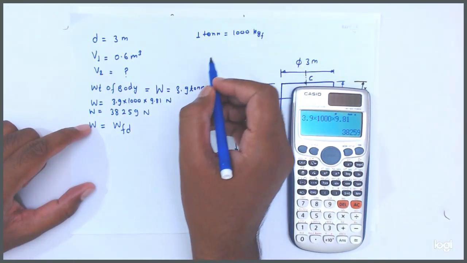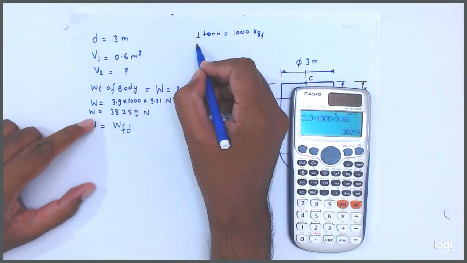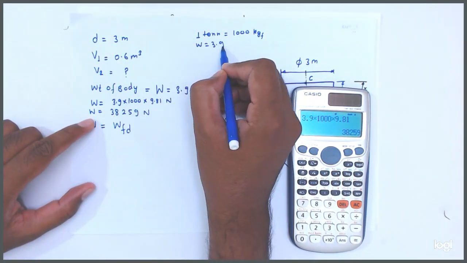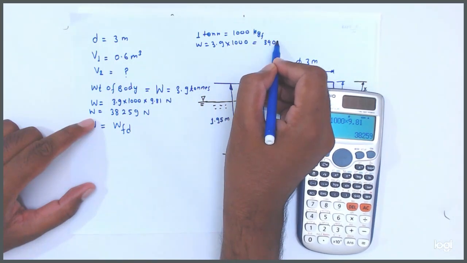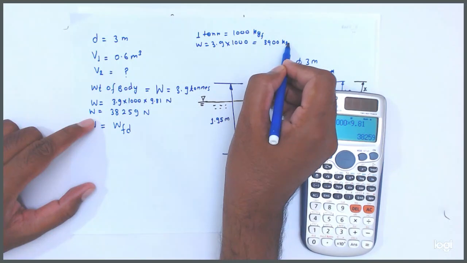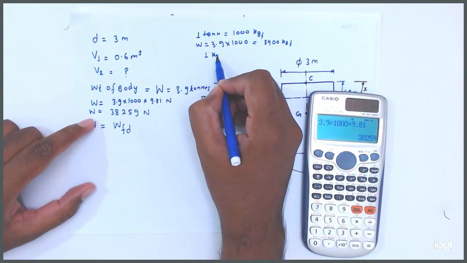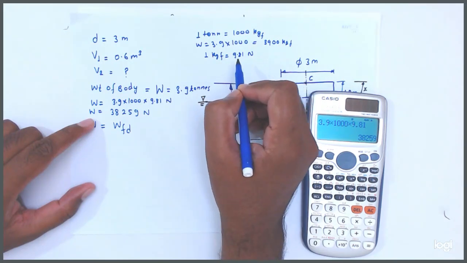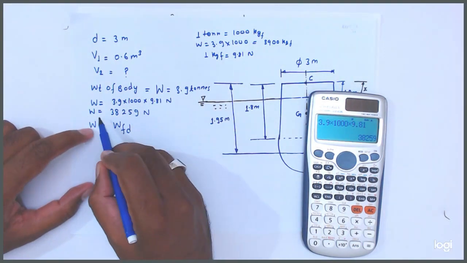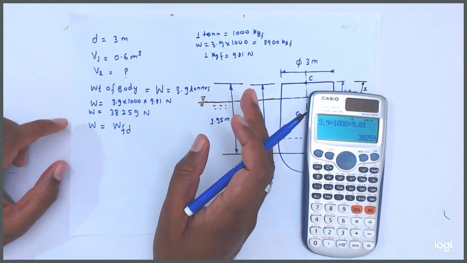Okay, so here total kgf is equal to what? 3.9 ton. W is equal to how much? 3.9 into 1000. So it will give 3900 kgf. Okay friends, 1 kgf, we know that 1 kgf equal to 9.81 Newton. So we are multiplying all these things. So weight is equal to 38259 Newton it will come. Getting friends?